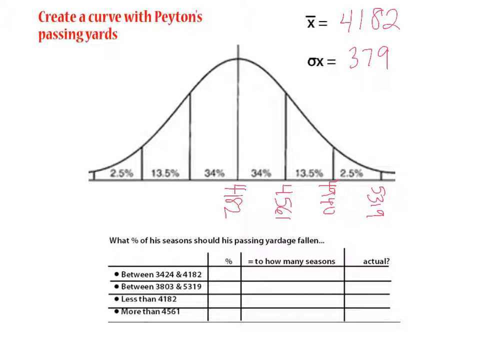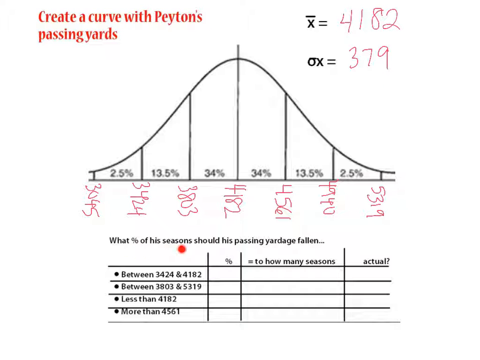Then I'm going to start over and do 4182 as my mean, and I'm going to subtract 379, press enter, and then do just minus 379, and it'll do answer minus 379, and do that a few times so you get the numbers that you need. I'm going to have a 3803, a 3424, and 3045. Now with those values, let's go find some percents.